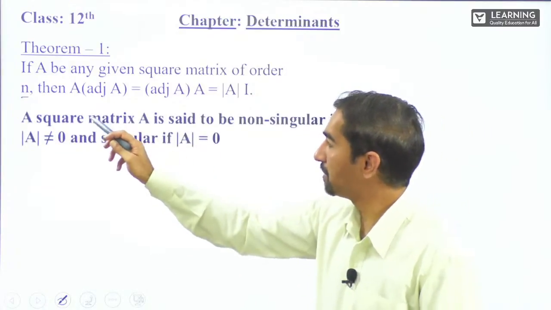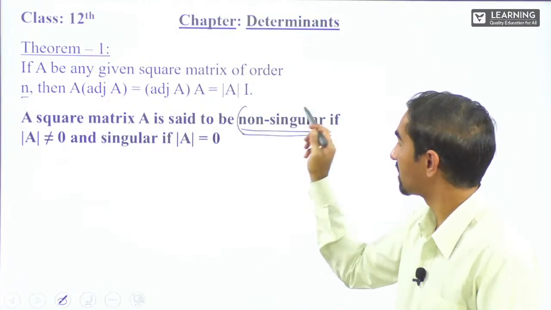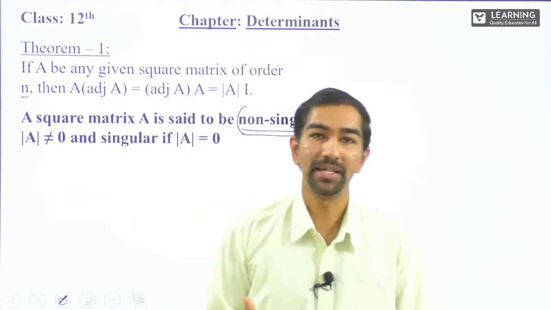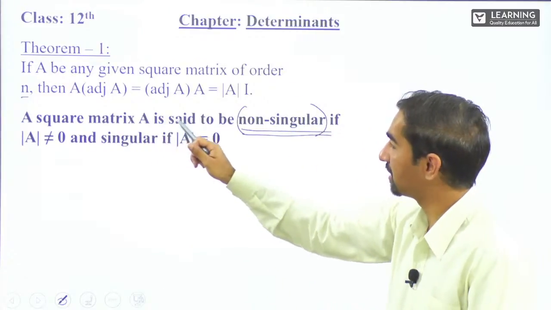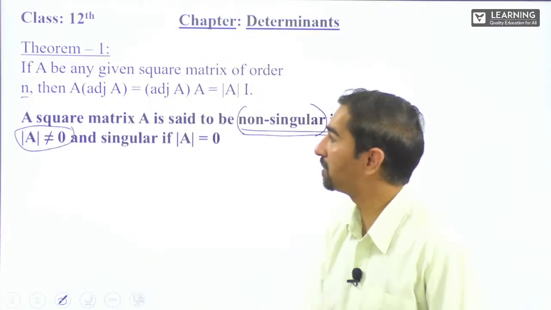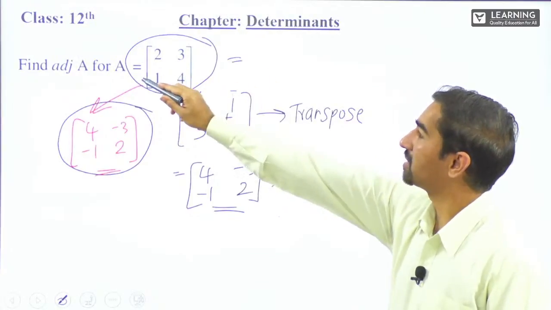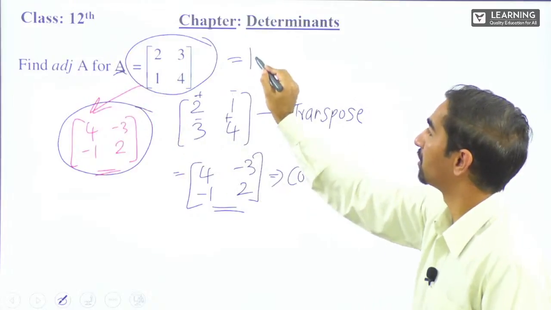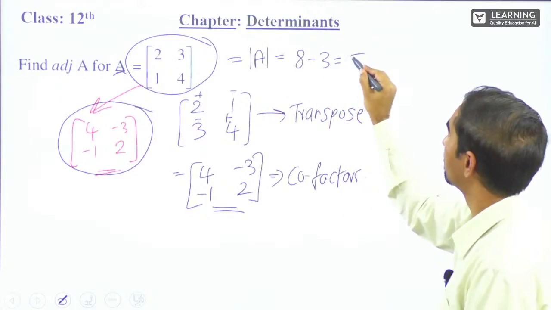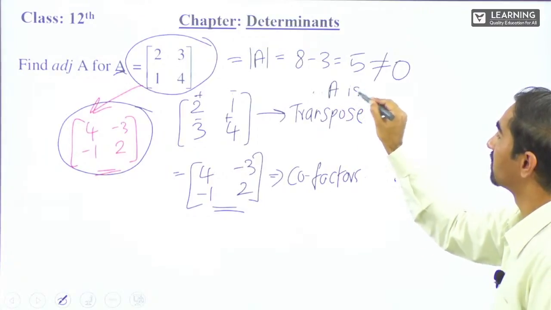So next would be a note here. So remember this, a square matrix A is said to be non-singular. So this question is mostly asked in your boards as well as your competitive examination. So when can we tell a matrix is singular or non-singular? Very simple. A square matrix A is said to be non-singular if the determinant of A is not equal to 0. So you go to the previous slide again here. So let us find out the determinant of A here. So this is A. What is determinant of A? Determinant of A would be equal to 8 minus 3, which is equal to 5, which is not equal to 0. Therefore, A is non-singular.